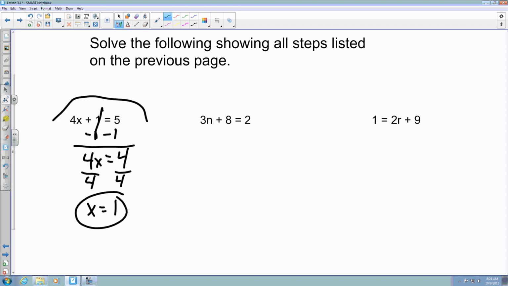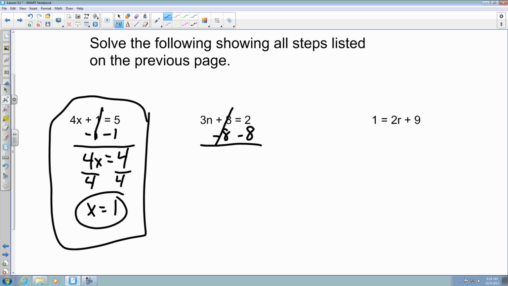This is the kind of work that I'm looking for in your homework problems and also in the tests or quizzes. So be mindful of that. Even though you can do it in your head, please, I want to see what's in your head. For the second problem, I'm going to subtract 8 from both sides, which eliminates this, which gives me 3n equals negative 6.